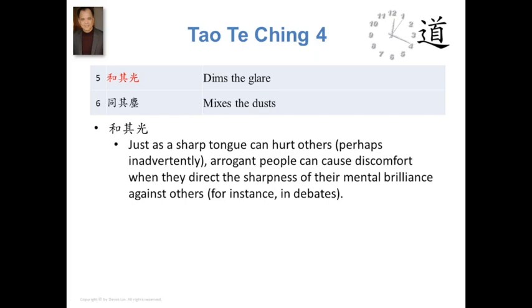So sharpness, why reduce the sharpness? Why blunt the sharpness? Well, a sharp tongue can hurt others. You may not realize you're hurting other people with your sharp tongue when you are telling them something about themselves, maybe less than flattering. Maybe you don't intend to hurt them. And yet you do, because the sharpness of what you say is cutting people, injuring people, maybe wounding their ego. Just like that, arrogant people can also cause discomfort when they direct the sharpness of their mental brilliance against other people, like for instance in debate.